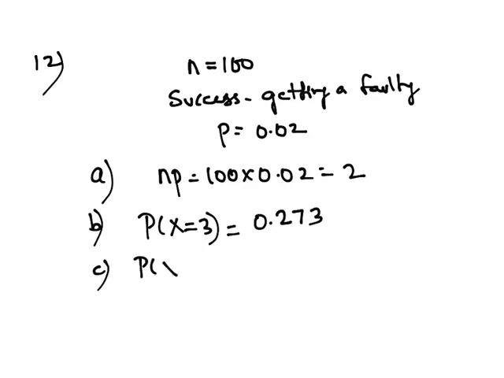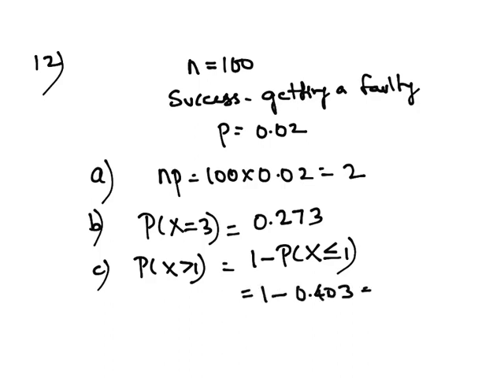The final one is, find the probability that more than one calculator is faulty. That means P of x more than 1, which is nothing but 1 minus P of x less than or equal to 1. So go to BCD and put x as 1, and you'll get 0.403 as the answer, which is nothing but 0.597. Yeah.